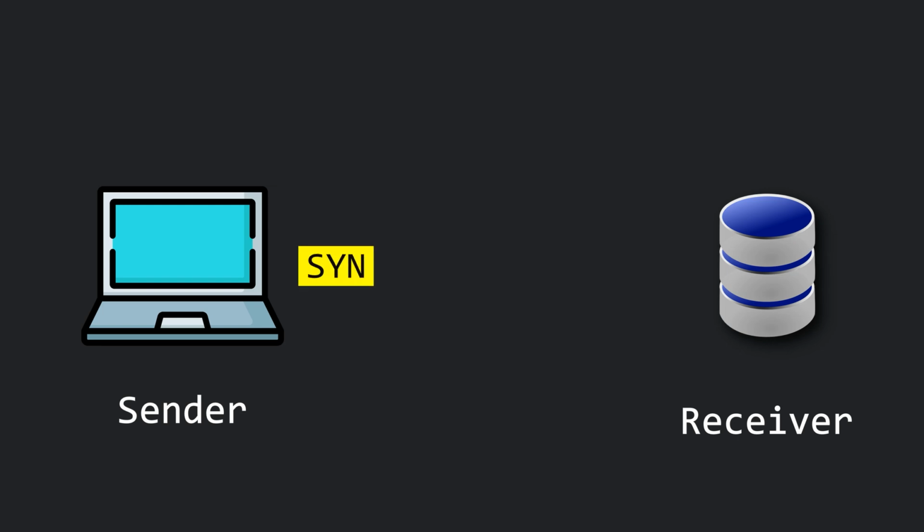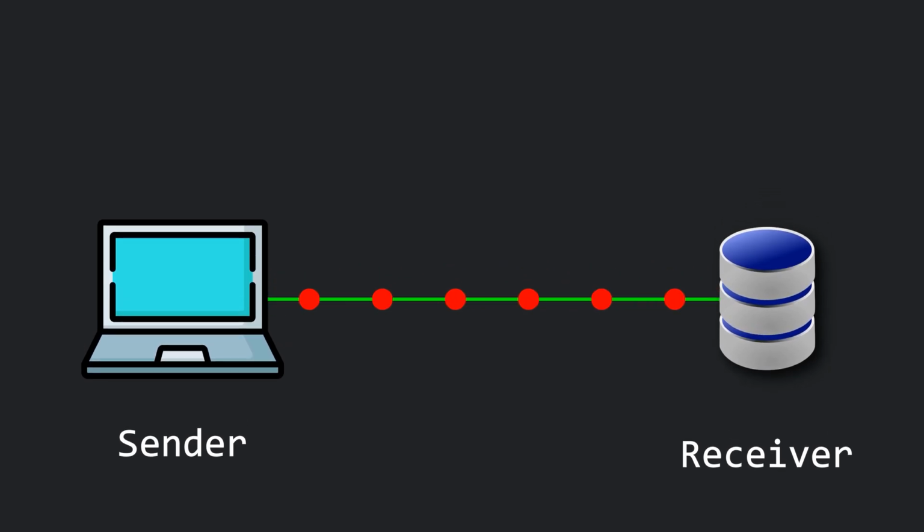First, the sender sends a SYN request, a message saying, "Hey, I'm ready to synchronize." The receiver replies with an acknowledgement that it received the request and also sends its own SYN. Finally, the sender acknowledges that message, completing the handshake. Once this three-step exchange is complete, a reliable connection is established between the two devices.